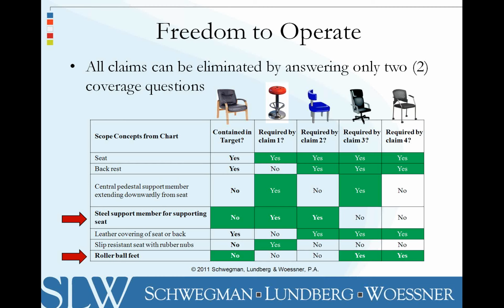And in this situation, just by avoiding having rollerball feet and by avoiding having a steel support member for supporting the seat, as long as you avoided those two elements, you've avoided all four chair claims. And actually we see that quite often, where you're going to have shared elements, shared limitations that encompass a large percentage of the portfolio, such that you can then tell engineers that as long as you do not have this element, if you can find some way to brainstorm around requiring this element, you've effectively eliminated 70% of the patents in the portfolio, in the field, because you don't require this one thing that all of these claims have in them.